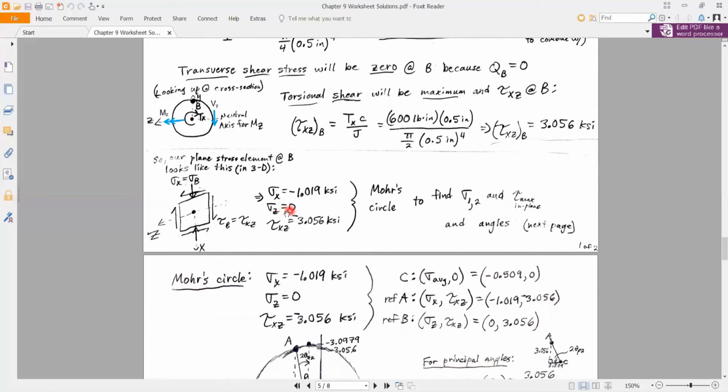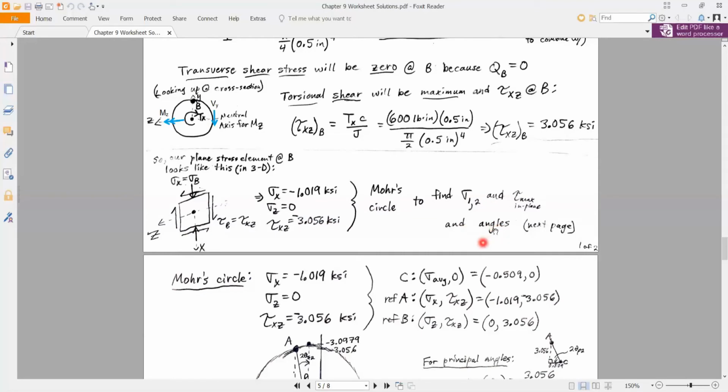Now for our tau xz, this arrow here is what I based our shear stress direction on, because we were looking up at our cross section here, and our shear stress due to that torque was going to the right. So this is like looking up at that point, up at that cube, so it's going that way. So tau xz is a negative 3.056 ksi. But again, with these, don't worry too much about it, because we're going to get our same values here for sigma 1 and 2. We might just get our angles off by 90 degrees, but it's not a big deal.